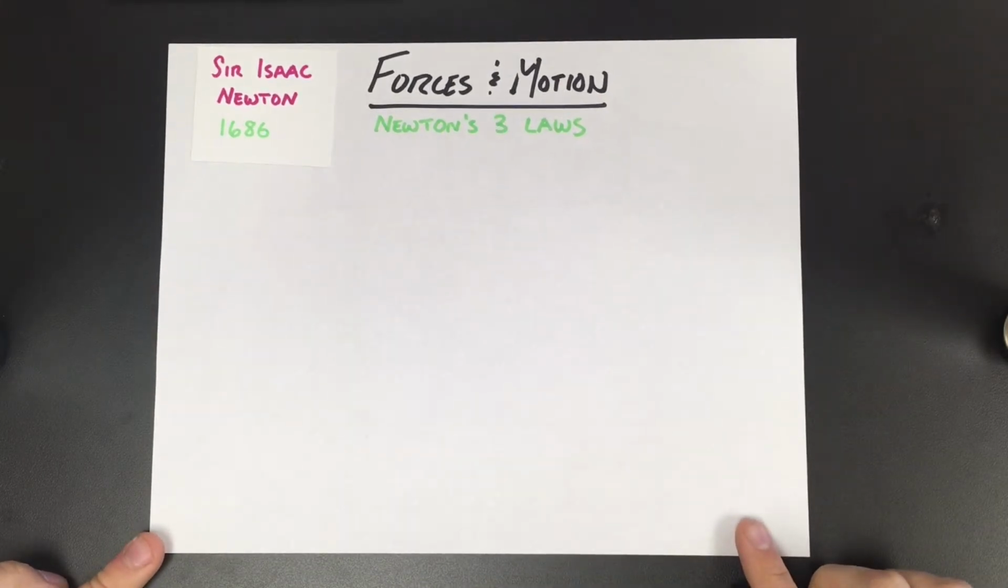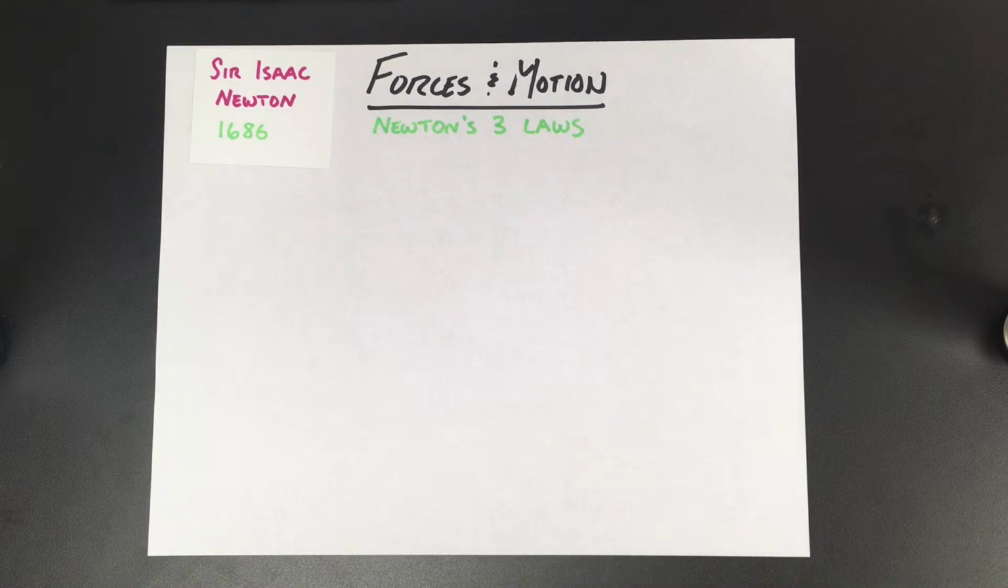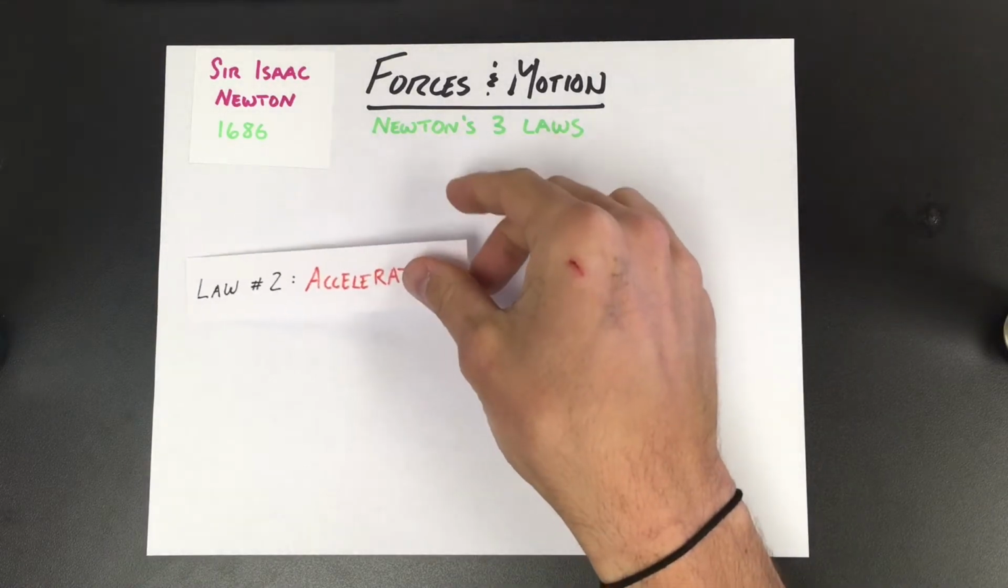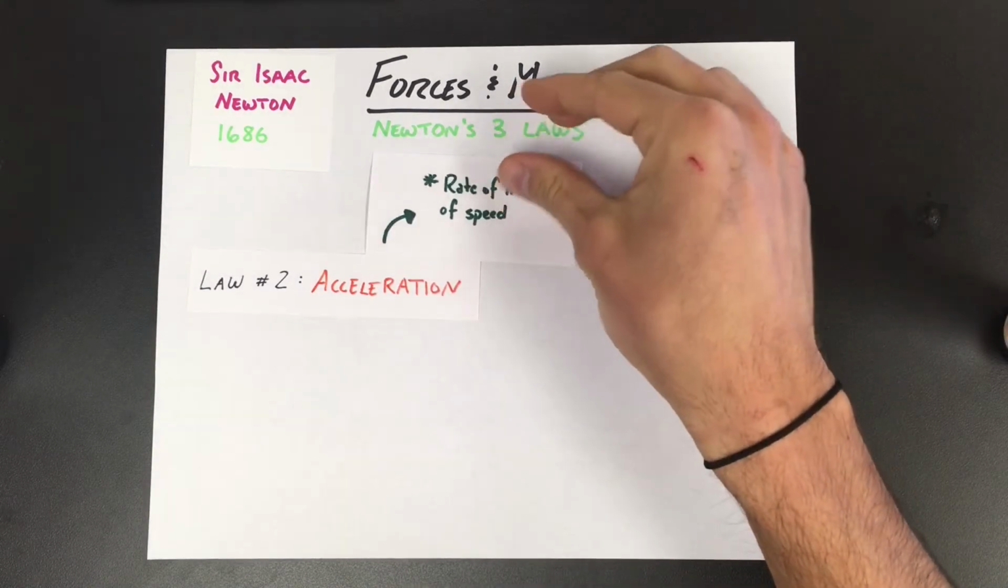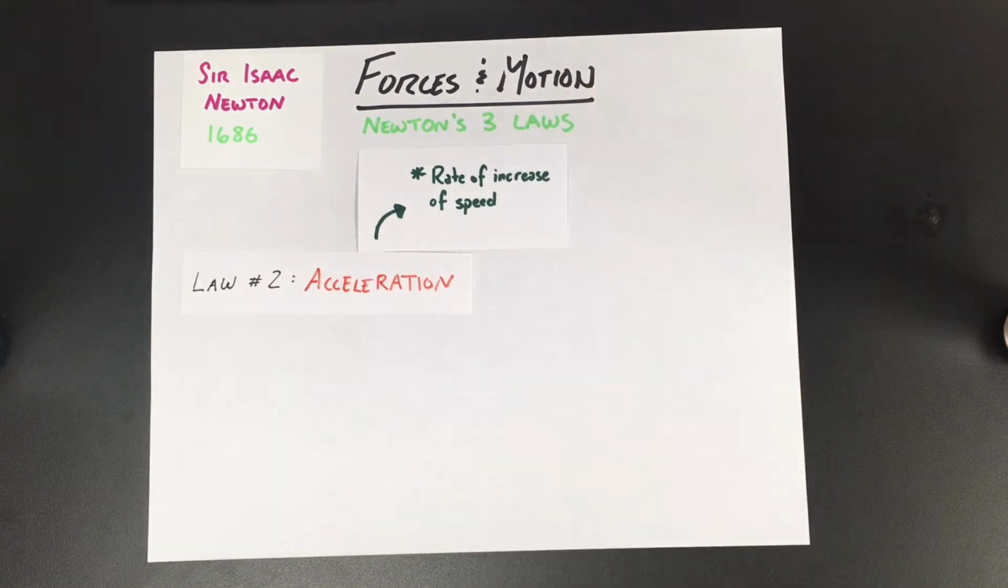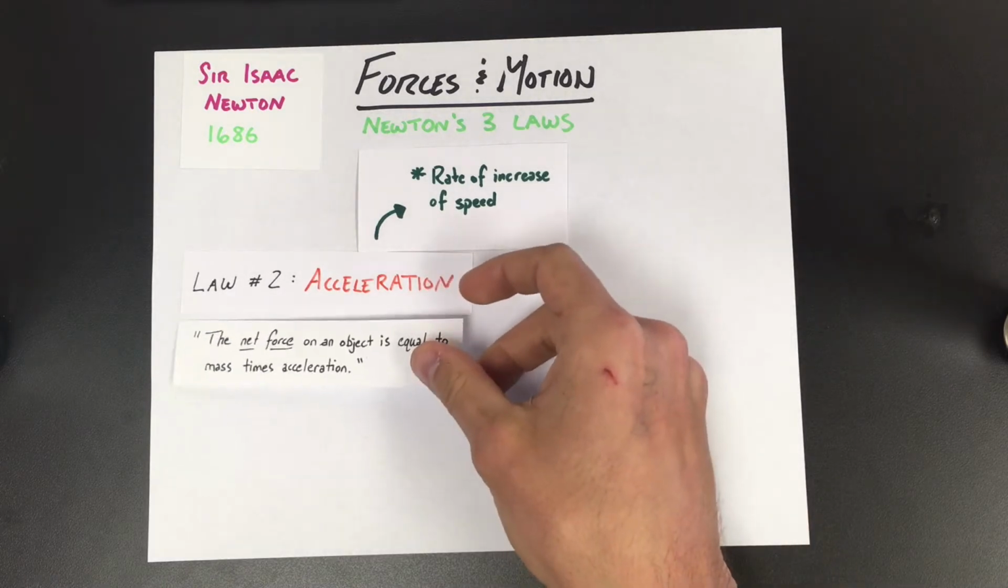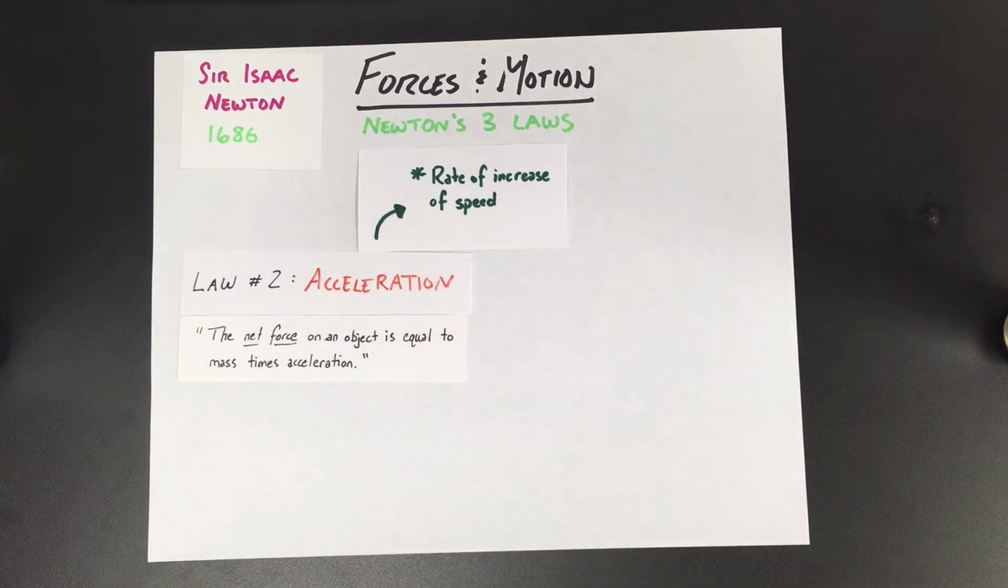But how do we get things moving at all? And that's where the second law comes into play. And the second law has everything to do with acceleration. Newton's second law is all about acceleration, which really is just going to be the rate of increase of speed, that is acceleration. The law is defined as the net force on an object is going to be equal to the mass times the acceleration.